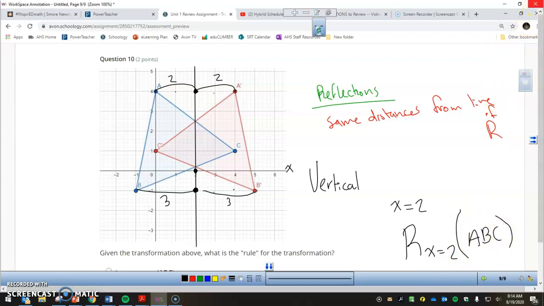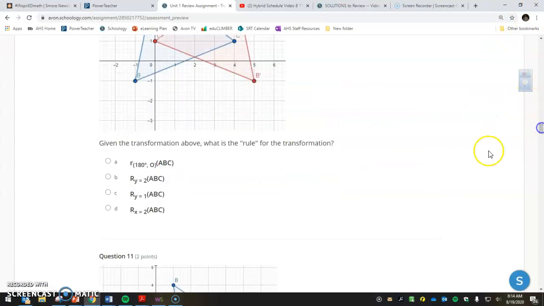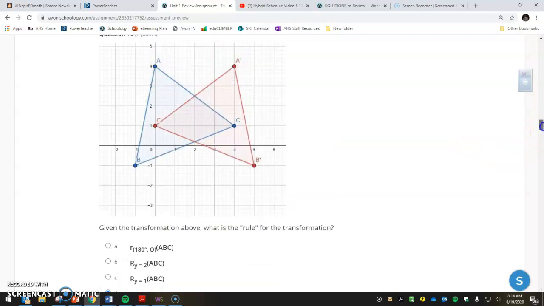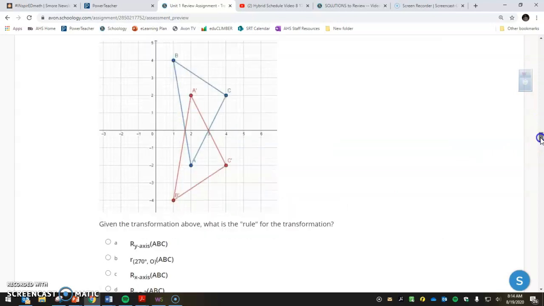So let me answer the question here, number 10. X equals 2, reflection. All right, let's look at number 11.